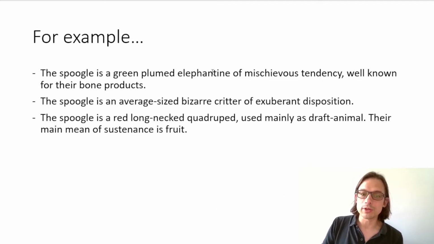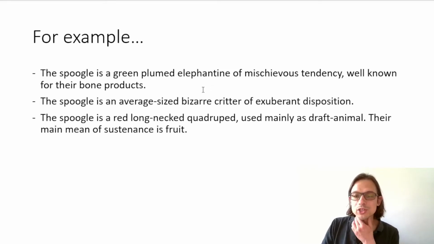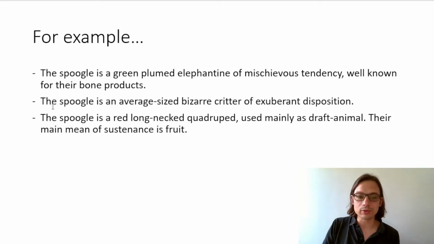The spoogle is a green-plumed elephantine of mischievous tendency, well known for their bone product. But the same grammar can also output: the spoogle is an average-size, bizarre critter of exuberant disposition.